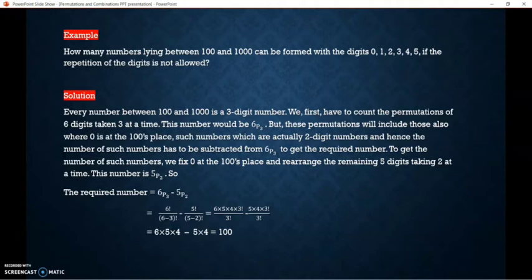That's how the problem is done in this order. So 5p2 comes out to be 20, and 120 minus 20 gives you 100. So there are 100 3-digit numbers from 100 to 1000 which take the digits from 0, 1, 2, 3, 4, 5, and this is what we have in this problem. This is clear, right? Let's go to the next problem.